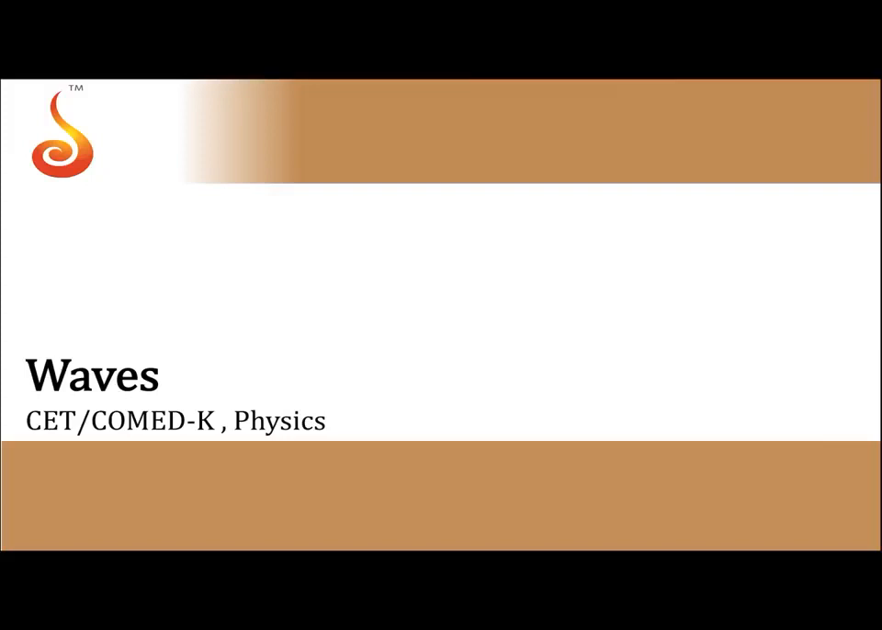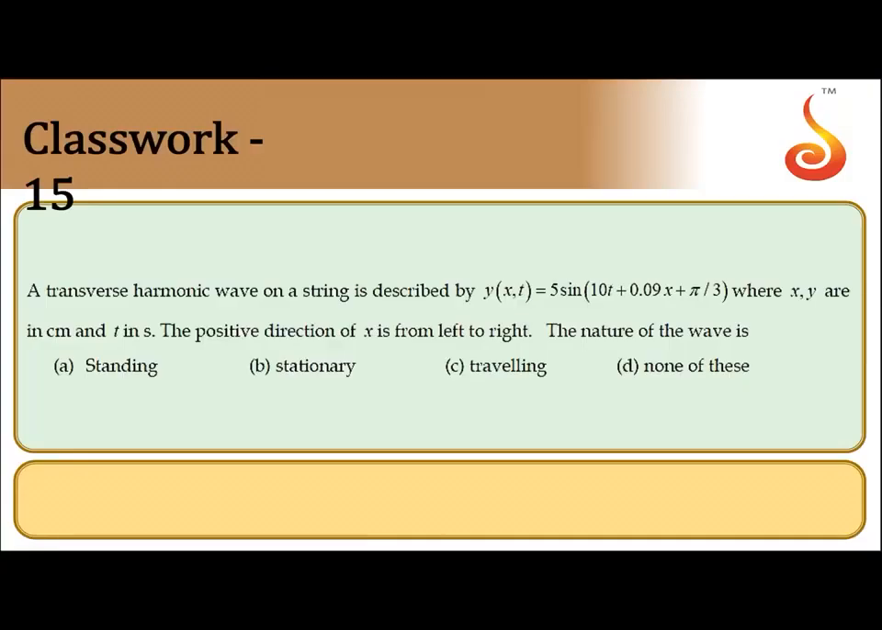Now we'll move on to the questions on waves. The transverse harmonic wave on a string is described by y is equal to 5 sine of 10t plus 0.09x plus pi by 3, where x and y are in centimeter and t is in seconds. The positive direction of x is from left to right. The nature of the wave is standing, stationary, traveling, none of this.